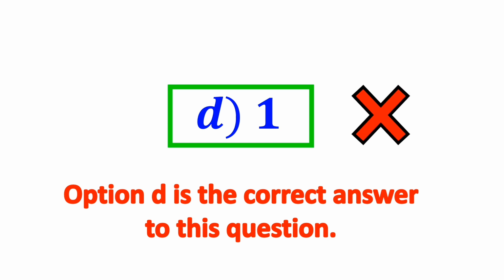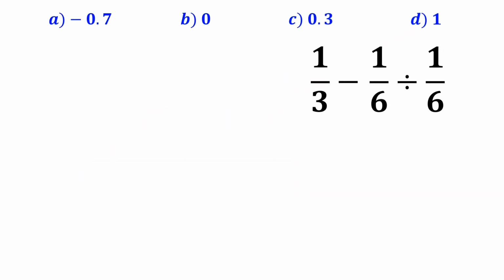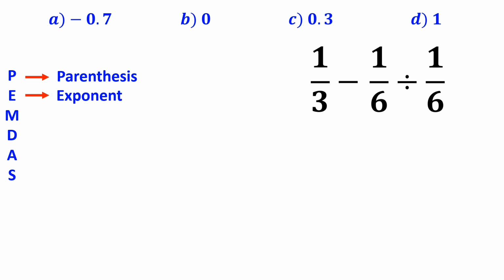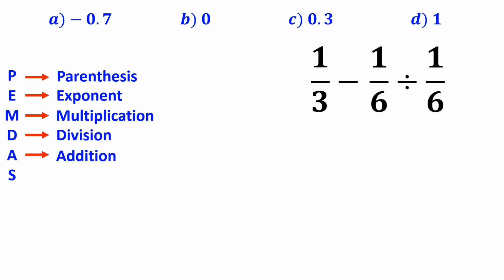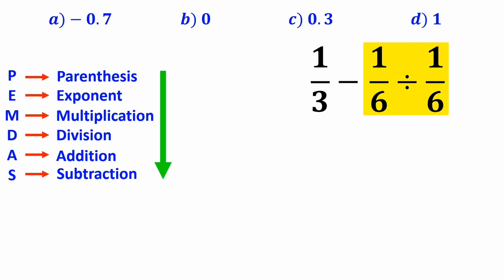But that's definitely wrong. To solve this question, we need to follow the PEMDAS rule. In this rule, P stands for parenthesis, E stands for exponent, M stands for multiplication, D stands for division, A stands for addition, and S stands for subtraction. We have to follow the order of operations I told you, step by step from top to bottom. So, we'll start with the expression 1/6 ÷ 1/6, because division takes priority over subtraction.